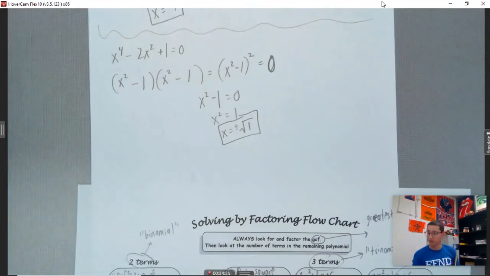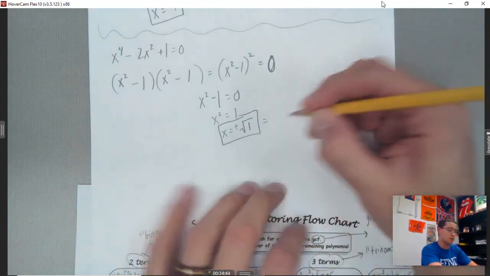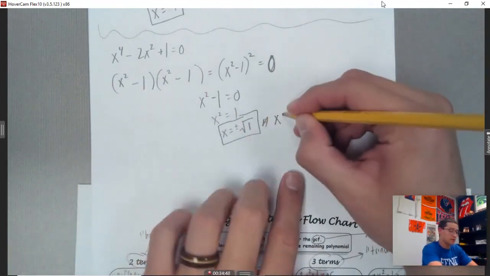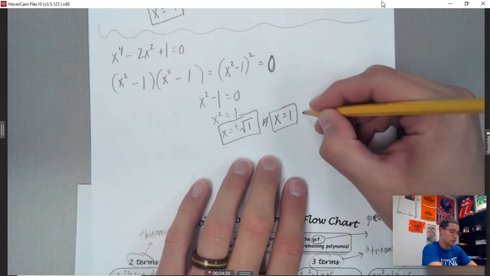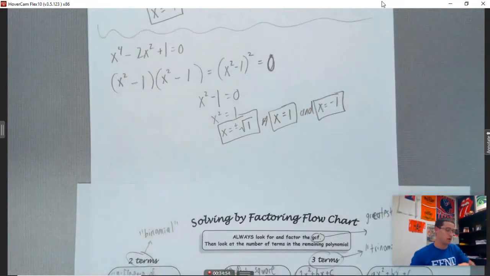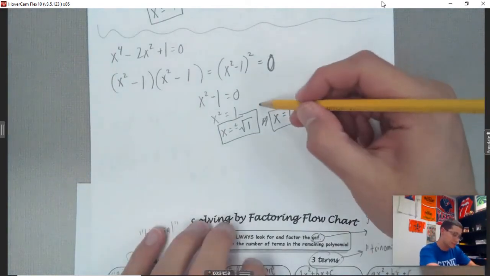Okay? So that's what we get there. Which is really silly that I wrote it that way. I didn't do the last step, right? So what is the square root of 1? That's 1. So x is equal to 1, but also x is equal to negative 1. Either of those would work. Except for these.